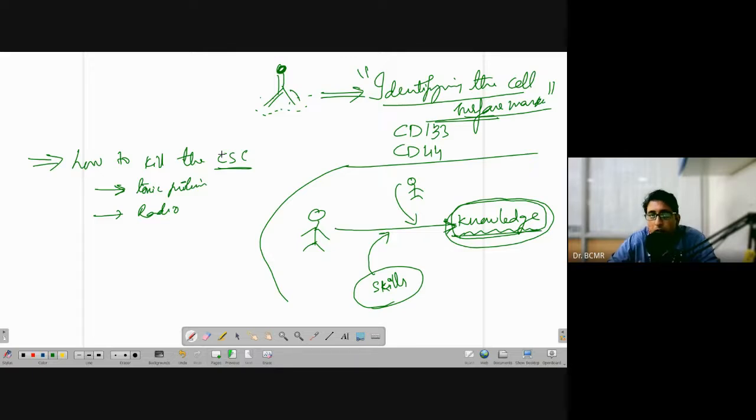Okay, but the goal is to treat cancer, and if you want to do that, that is actually very nice. So these are the two problems. Just for the sake of discussion, I would want to discuss something.